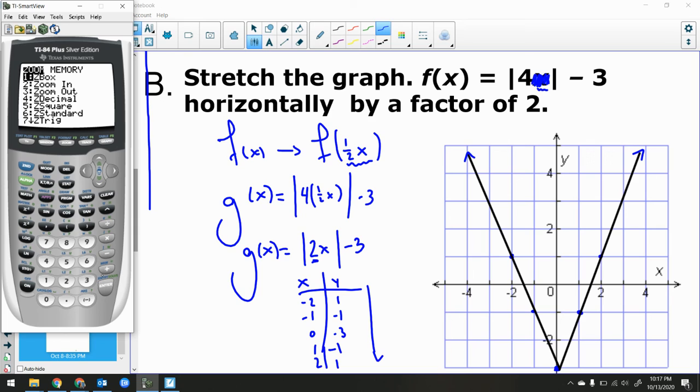I'm going to zoom 6 to get it back to my standard 10 by 10 window. There's my old and there's my new. Did it look like it horizontally stretched? I would say so.